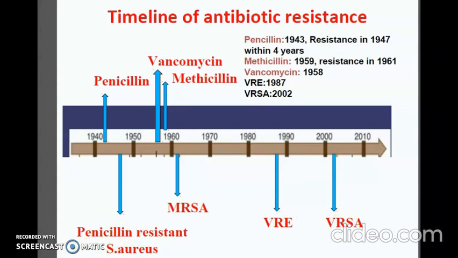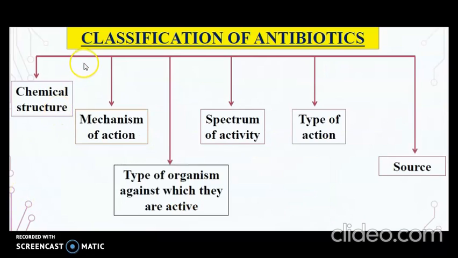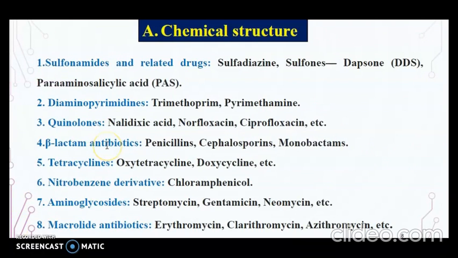There are different ways in which the antibiotics are classified, like based on the chemical nature, mechanism of action, type of organism against which they are active, spectrum of activity, and the type of action, and also finally based on the source of antibiotics. We can see a few examples of antibiotics which are classified based on their chemical structures.